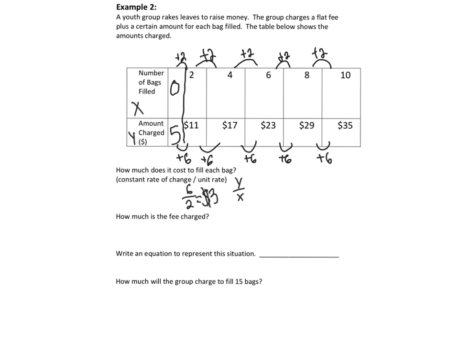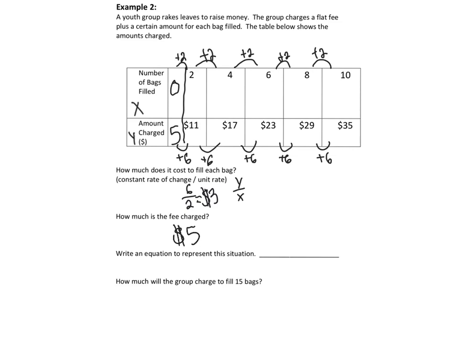Now we need to figure out what that base fee was. And that's the whole reason we went back to 0 here. That base fee would be what the y value is when x is 0. So that y value is 5. So that tells us that our base fee is $5 just to get that youth group to come out.